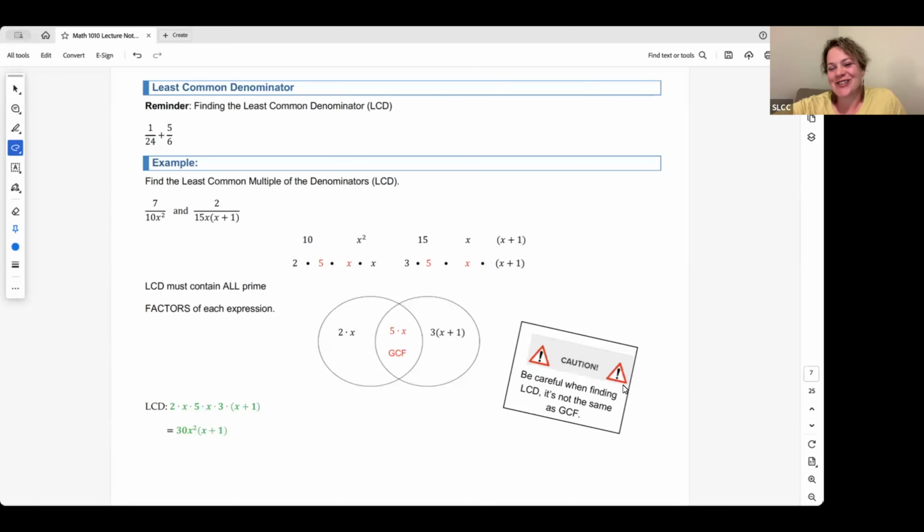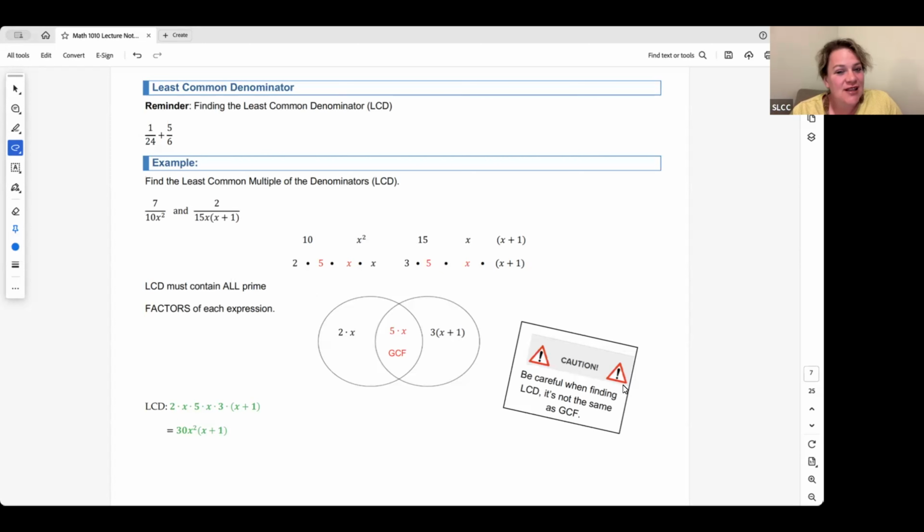Hello, today we're going over section 4.3, adding and subtracting rational expressions. In this video, we'll talk about how to find the least common denominator, and we'll go over problem number 3 and problem number 4. How do you find the least common denominator?